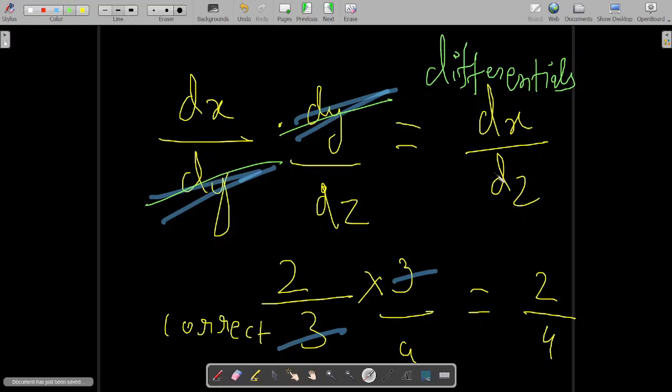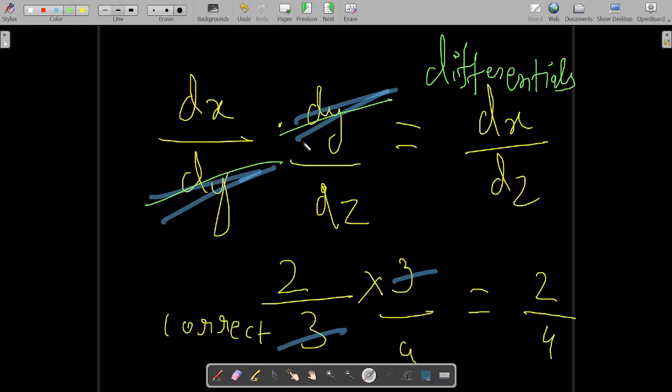Such things are asked in the UPSC interview. Let me tell you, if you have physics as an optional subject in UPSC, then such questions are asked to you in the interview. They will write an expression, dx by dy into dy by dz, equal to dx by dz.